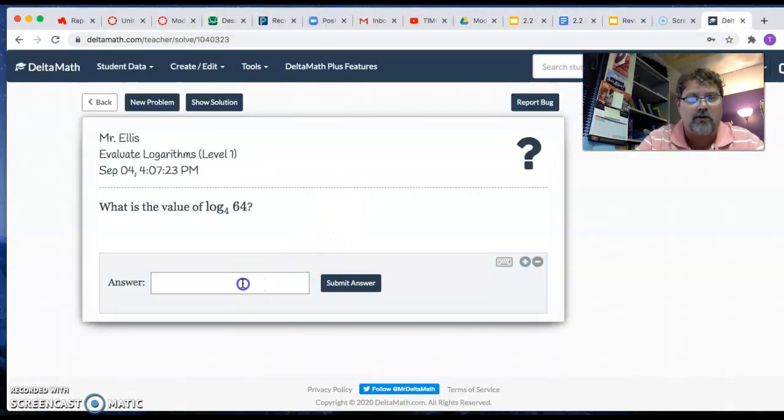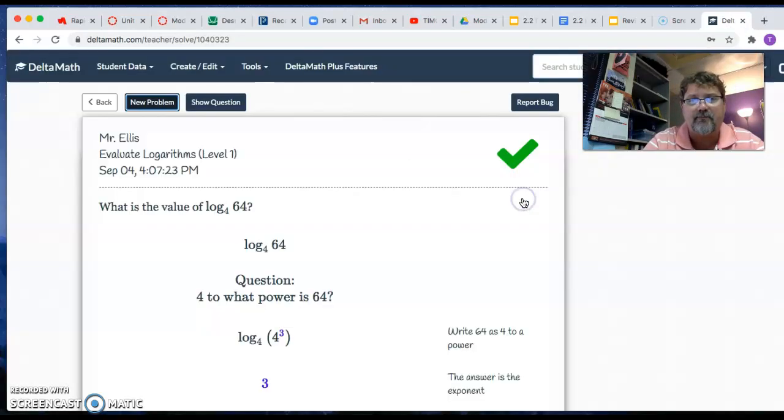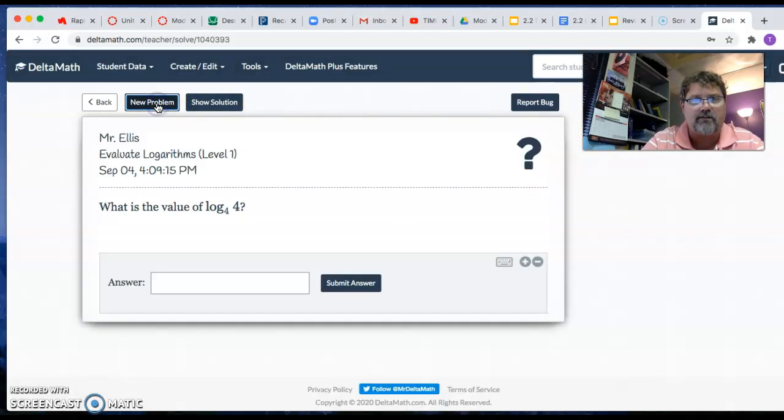All right, so all they want here is a 3. Pretty easy. Let's see if there's a harder one. There's not. 4 to what power gives you 4? It's 1. Okay, so anyway, let's go back out and find a better problem than this.